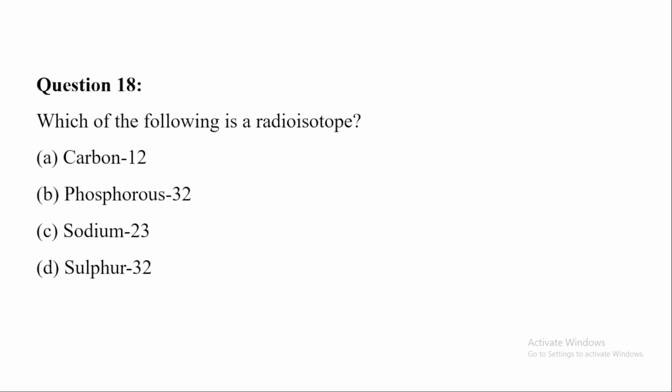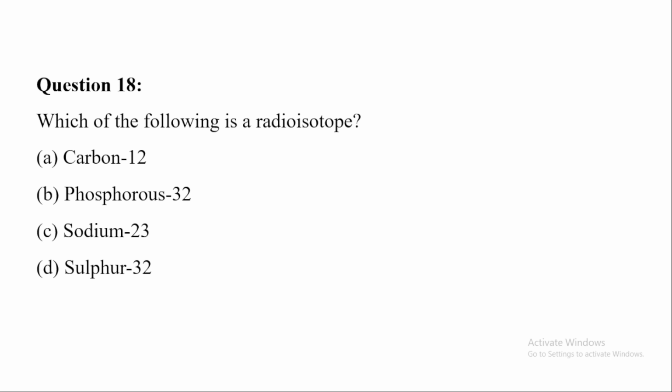So in this question, if you see, carbon 12 is not a radioisotope. It's the most commonly found form of carbon, the atomic mass 12. So it is not radioactive. C12 is not radioactive. We know that most of the things around us in nature are made of C12.